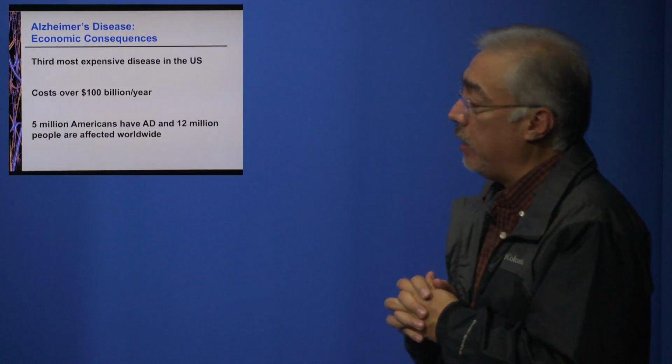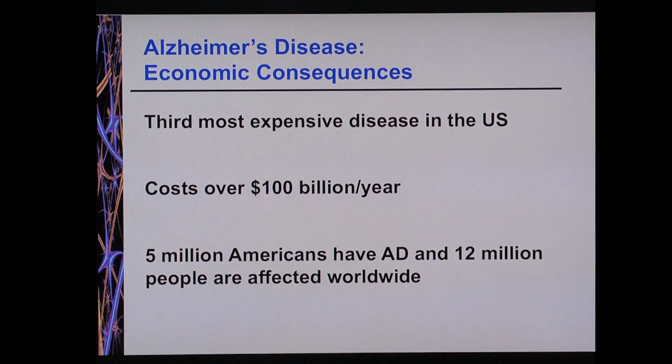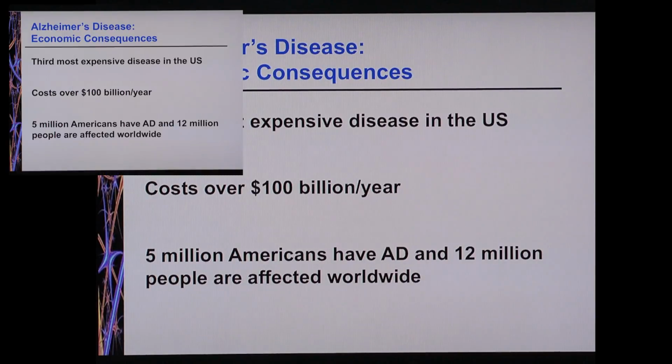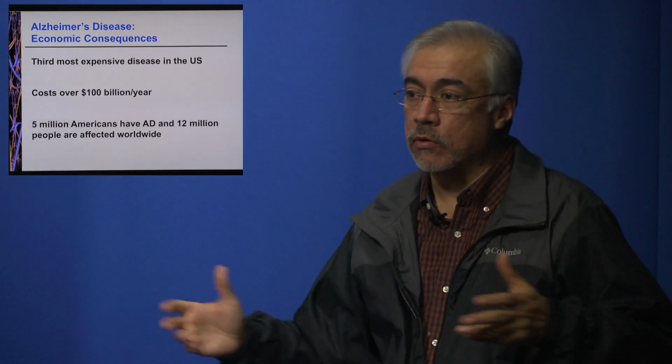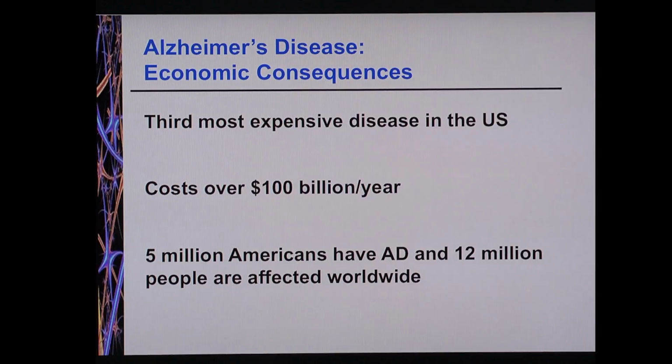Alzheimer's disease, well, I'm sure all of you are familiar with it, or you have someone in the family or a neighbor or someone who at least has issues with the disorder. It's the third most expensive disease in the United States. It costs about $100 billion per year to the government, and 5 million Americans currently have the disorder, 12 million all over the world, and it's estimated about 500,000 are affected here in Florida. Okay, 500,000 here in the state. So it's a serious issue here.